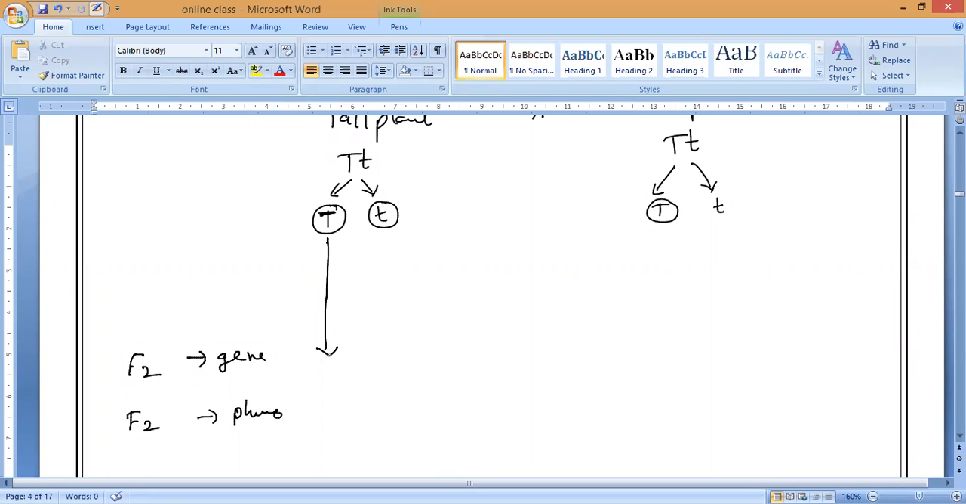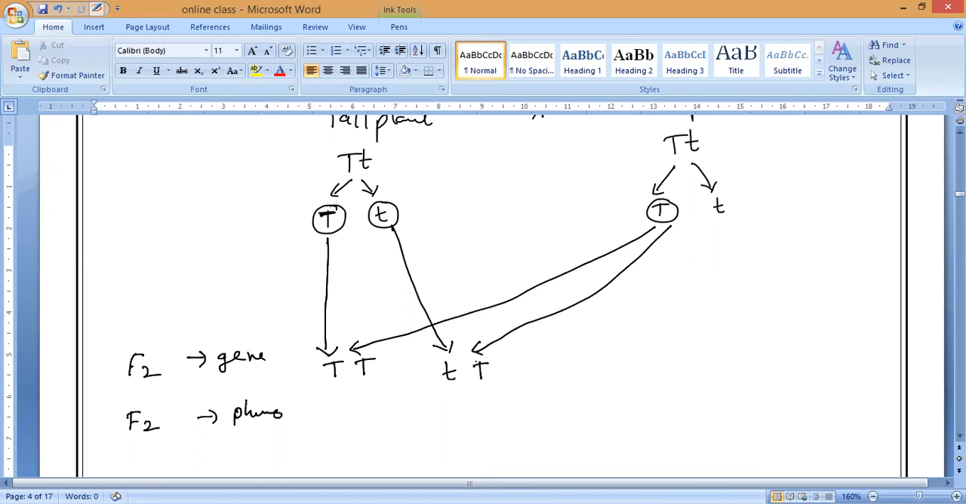Now for the F2 generation genotype, tell me: capital T, and here capital T, capital T will come. You have to speak fast. That is what I want. Next one, small t, and as well as this one will come capital T. This is capital T, so here also we can say dominant. So this is reverse; we can write capital T and small t.